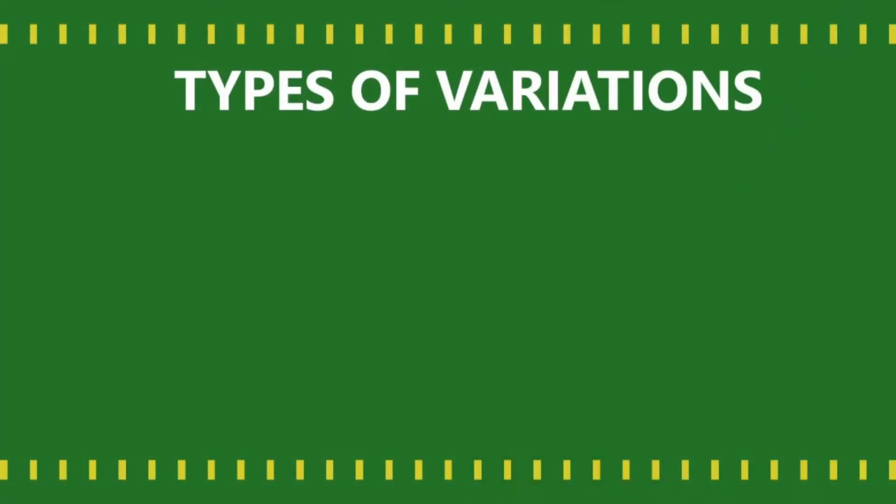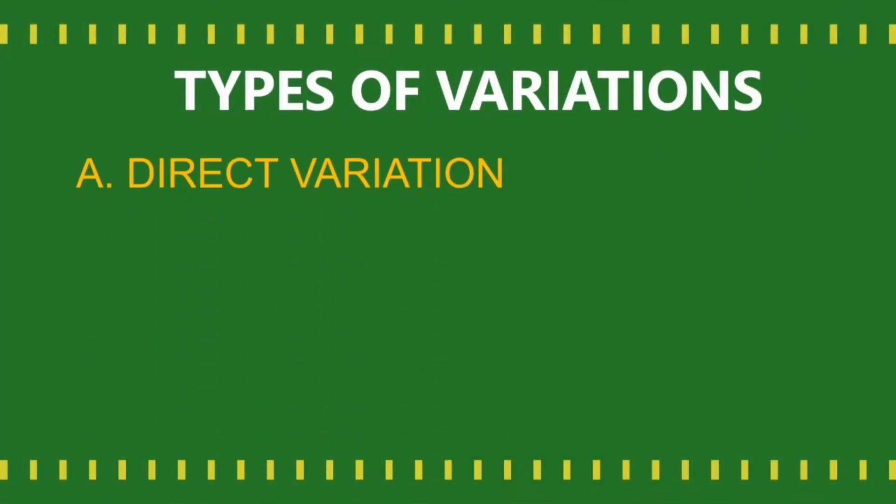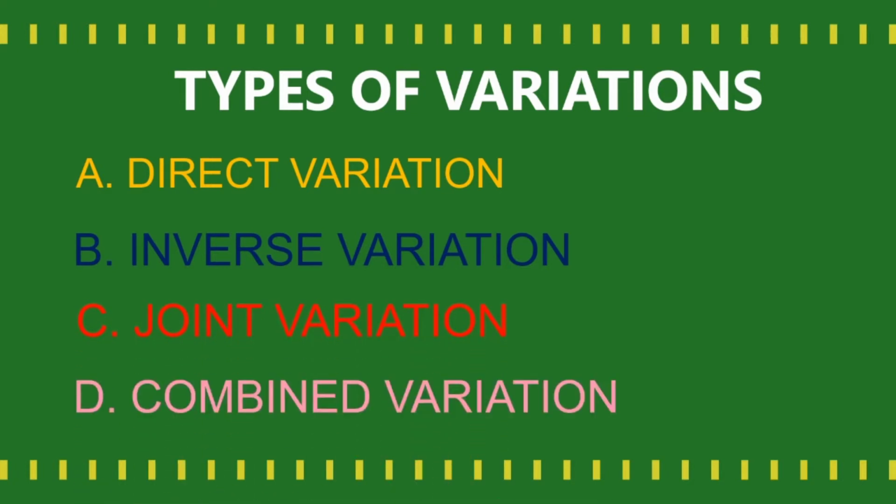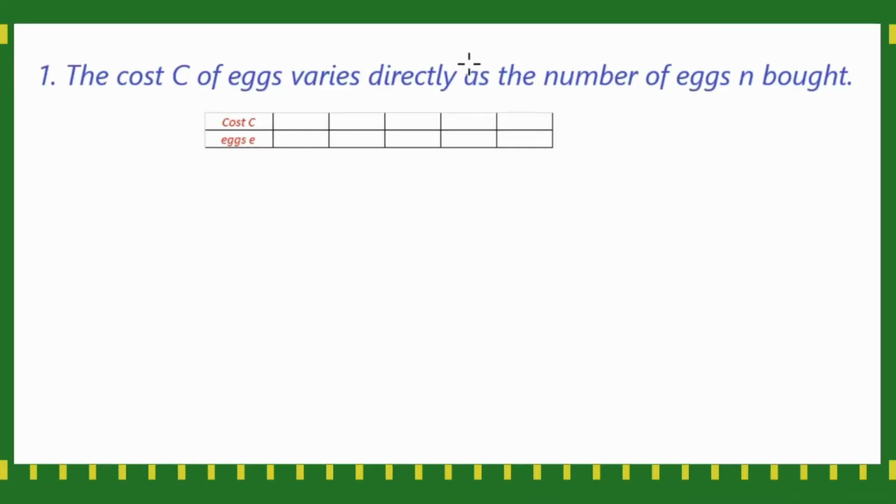There are 4 types of variations. The first one is direct variation. The second is inverse variation. The third one is joint variation. And the last one is combined variation. So for now, I'll be discussing with you direct variation. Let's have this example first.